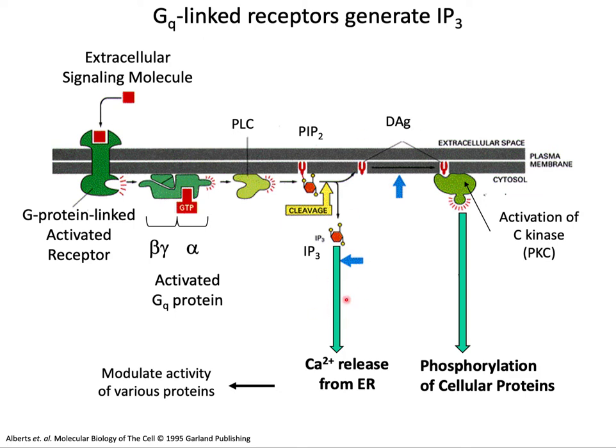The IP3 can then move to the ER and induce calcium release from the endoplasmic reticulum. On the other hand, the diacylglycerol can interact with a kinase known as protein kinase C and cause activation of a variety of cellular proteins. And this activation of protein kinase C is aided by the calcium that is being released from the ER.